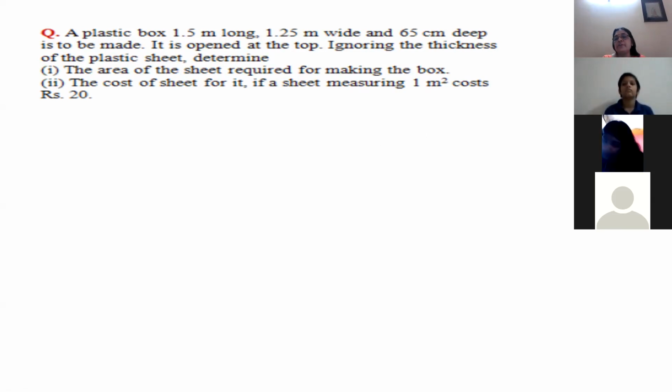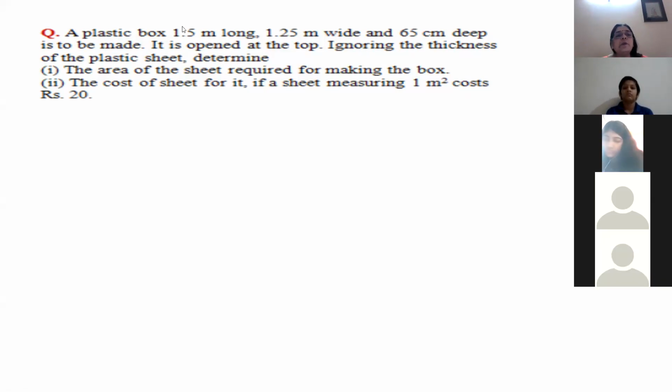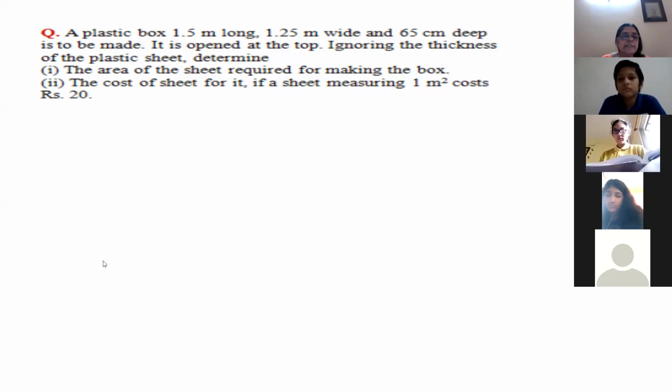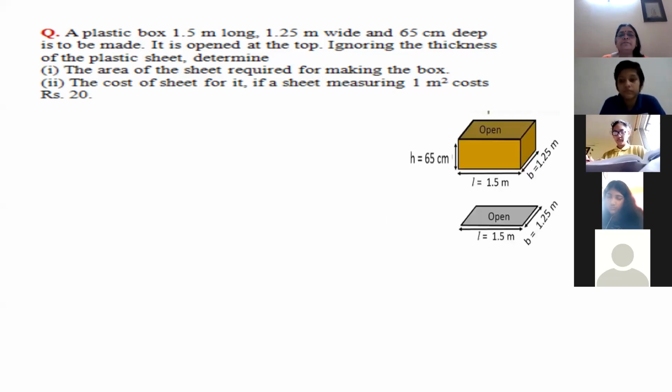A plastic box. When you say plastic box, compass box should come to your mind. It is plastic. A tiffin box should come to your mind. Okay. A plastic box 1.5 meter long, 1.25 meter wide, and 65 centimeter deep is to be made. Now we focus over here. 1.5 meter long. So what is it? We call it the length of the box, 1.5 meter.